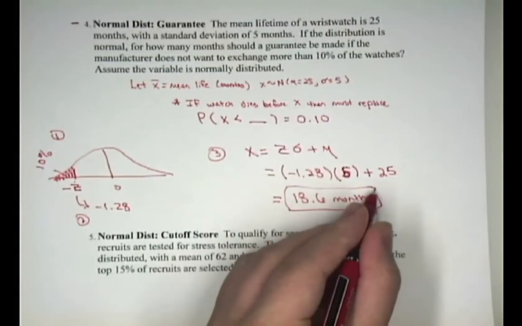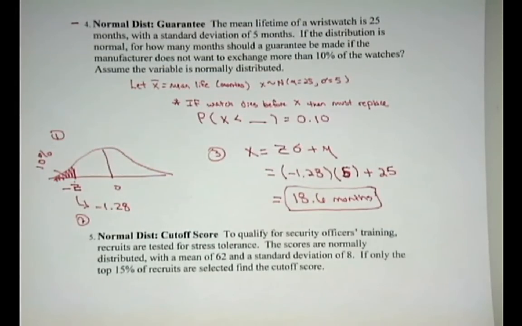So they need to make their guarantee for 18.6 months if they don't want to replace more than 10% of those watches. And that's all you got to do on guarantee problems. Number 4 is also a guarantee problem, and number 5 is also a guarantee problem, but it's technically a cutoff score problem, but you work it the same way.